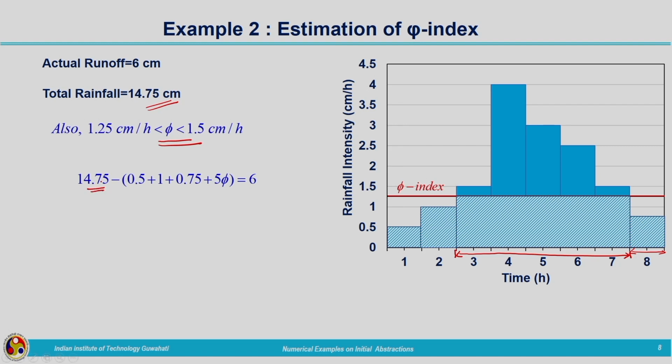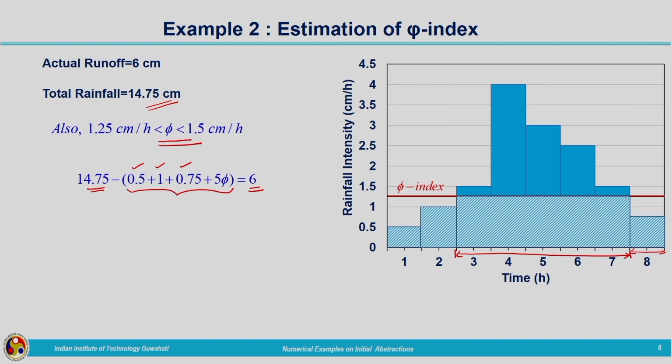14.75 centimeters is our total rainfall. Total rainfall minus total abstractions will give you a runoff depth of 6 centimeters. So, how are these abstractions calculated? For 0 to 1 hour, it is 0.5 centimeter, 1 to 2 hours, it is 1 centimeter, and 7 to 8 hours, it is 0.75 centimeters. And in between, from 2 to 7 hours, we have a constant abstraction equal to phi.